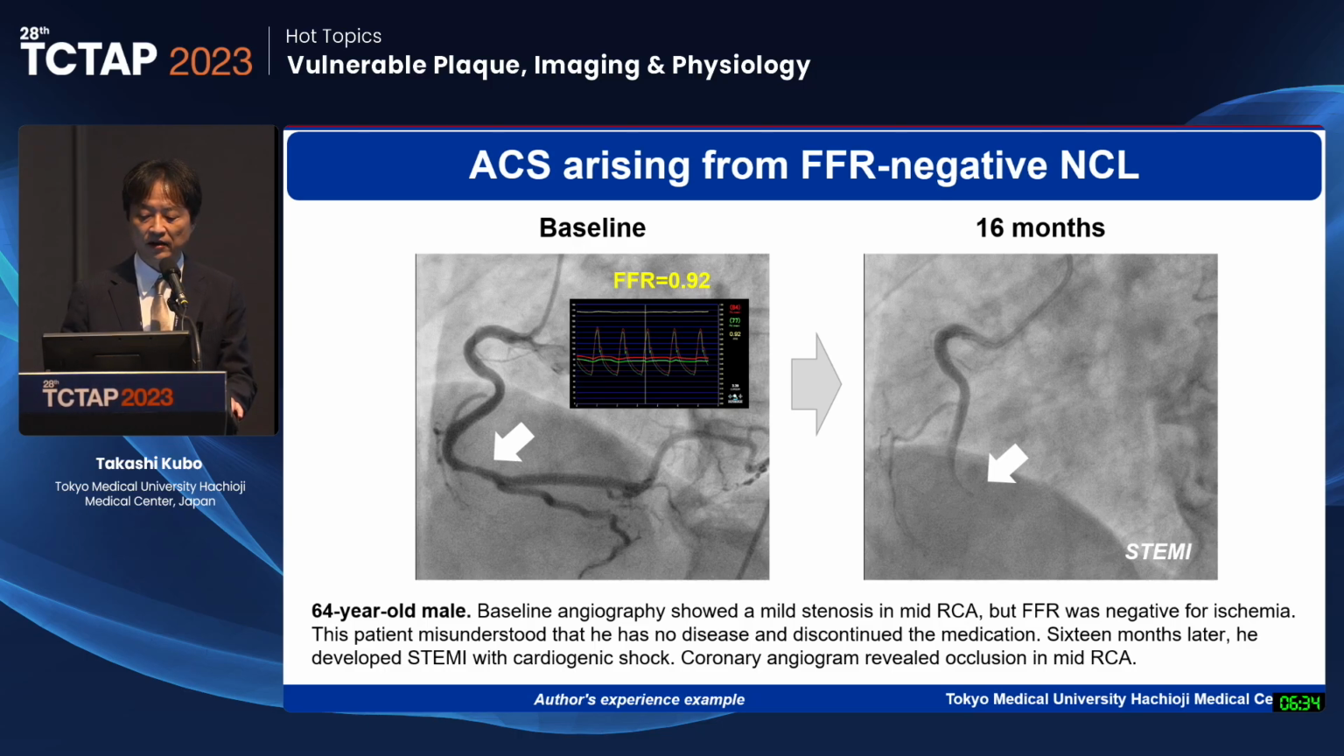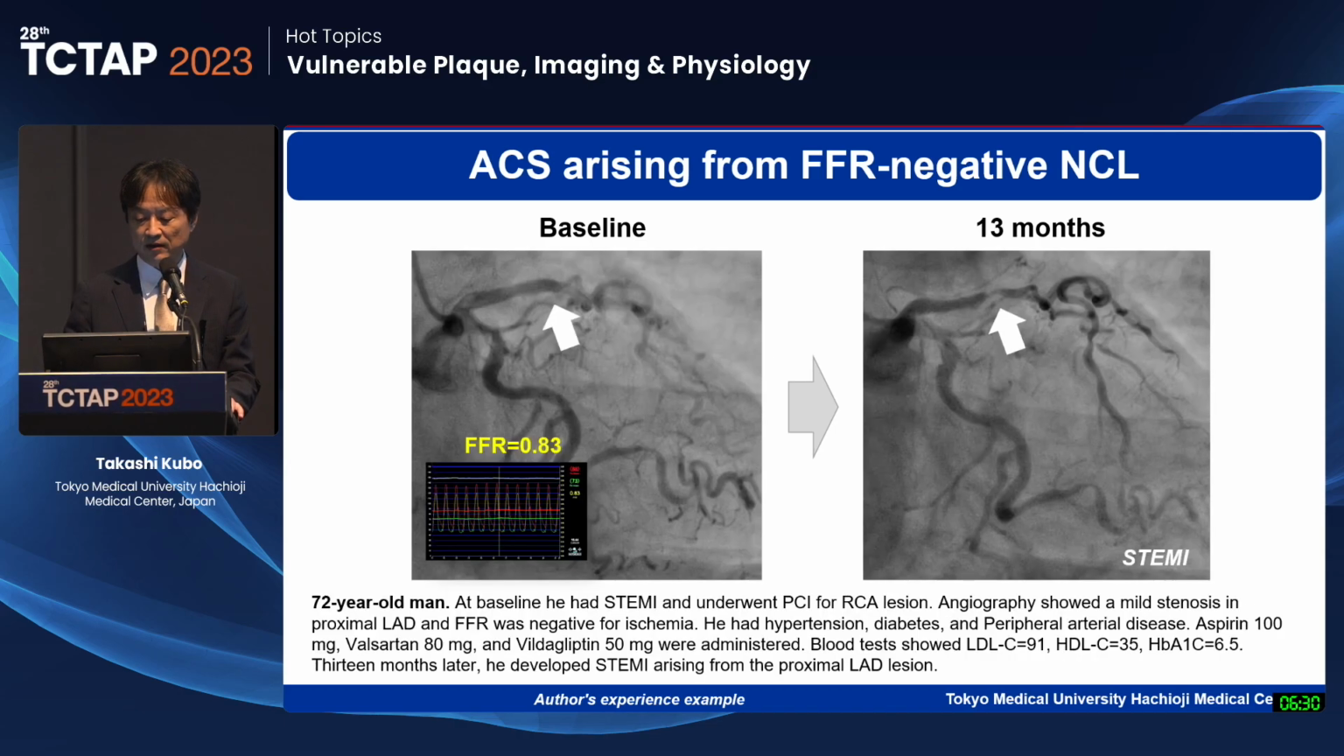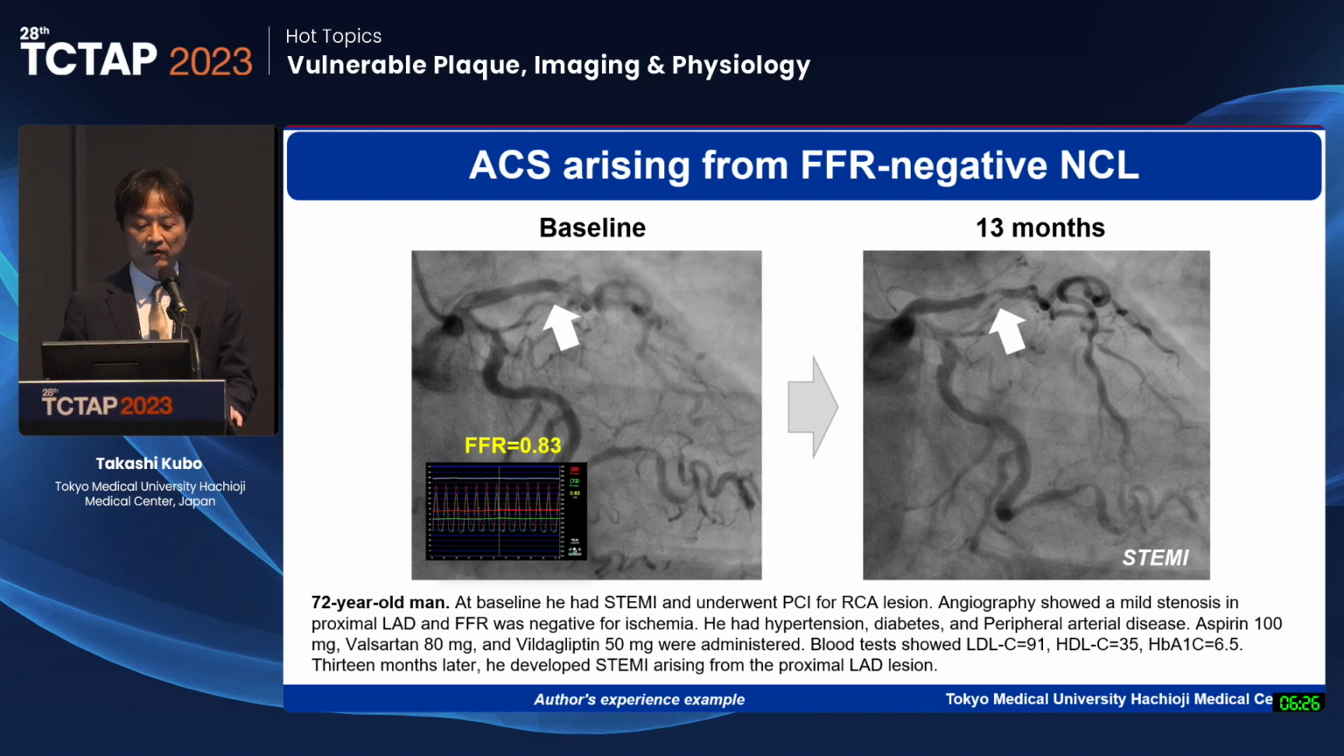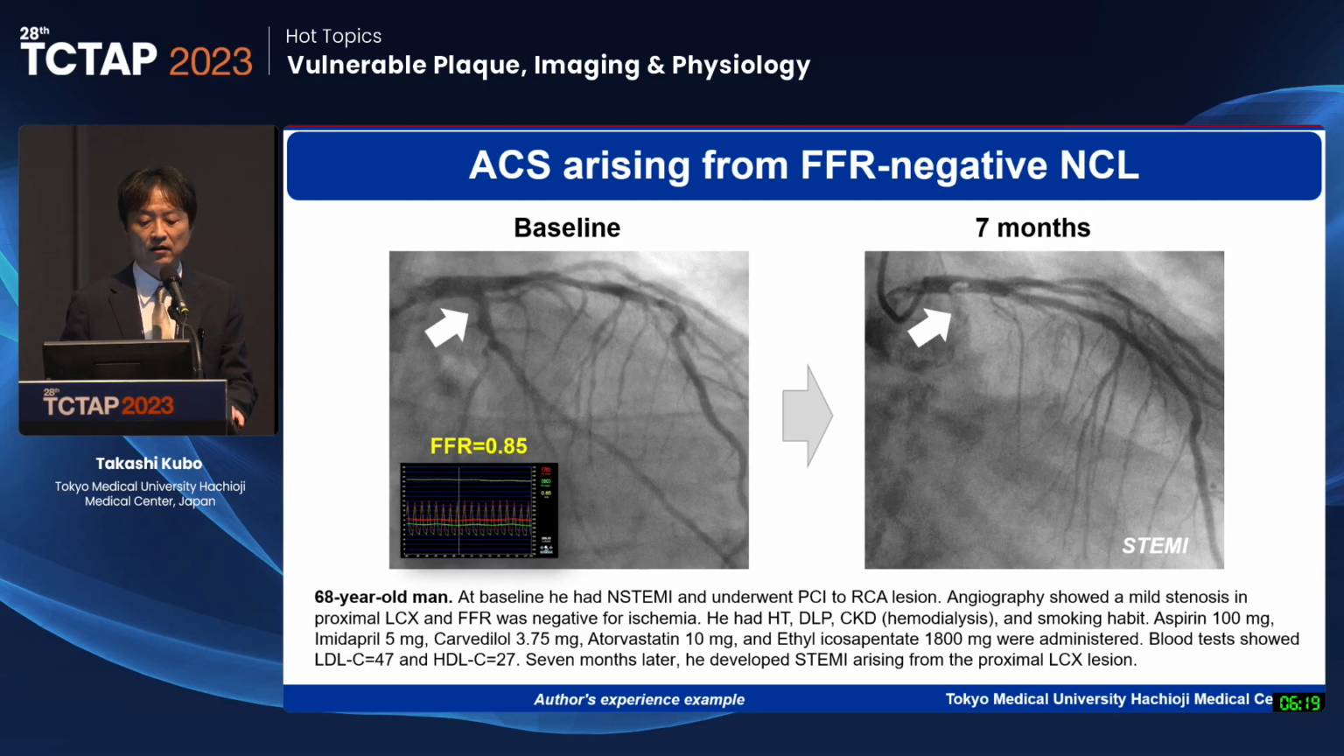However, 6 months later, this patient had acute STEMI. Also, this is LAD, FFR negative, 0.83. However, 13 months later, this patient had STEMI. Also, this is a circumflex, FFR 0.85. 7 months later, the circumflex lesion was totally occluded, and this patient had a STEMI.